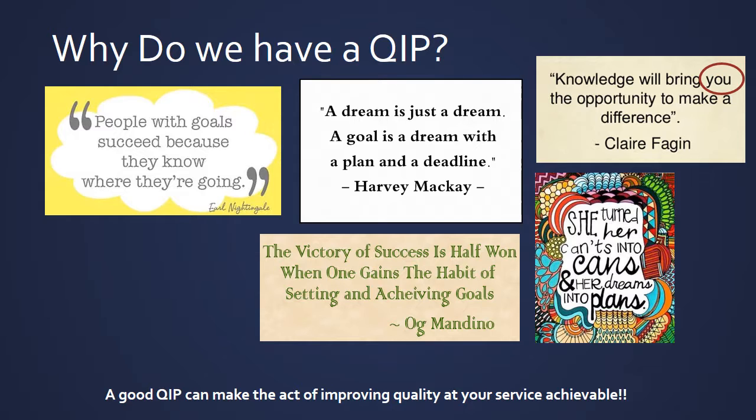So tonight we're talking about why we have a quality improvement plan. Having a quality improvement plan is setting goals that become achievable because you have a plan and you have a deadline. As you can see in some of these quotes, the victory of success is half won when one gains the habit of setting and achieving goals. And I guess that's what ACECQA really wants for us. It wants to help us improve by encouraging us and, I guess, enforcing us to set and achieve goals. A good quality improvement plan can make the act of improving quality at your service achievable.